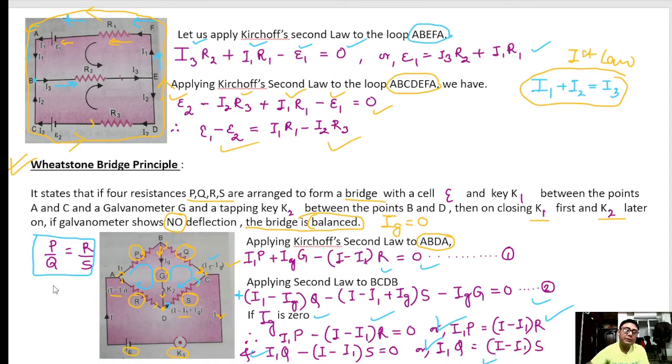So remember, this is the condition for a balanced Wheatstone bridge, in which Ig should be 0. This is the condition for the balanced Wheatstone bridge. Clear? Next.